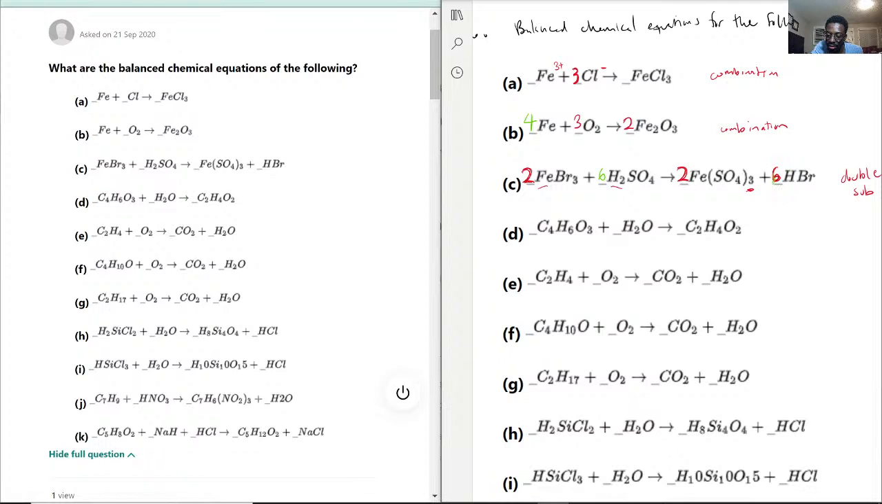Let me think about this one. Let me start first by just doubling the FeBr3, or maybe it's just looking for 3HBr. Because now it would be 3, but H2SO4. So let me just make this 3, make this 6, because you can't.